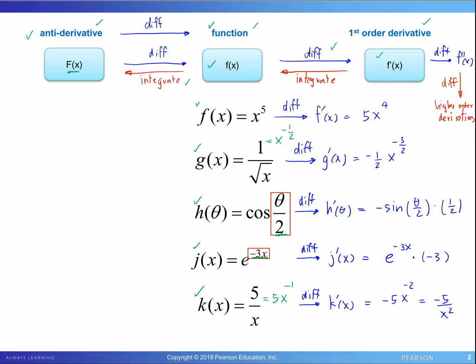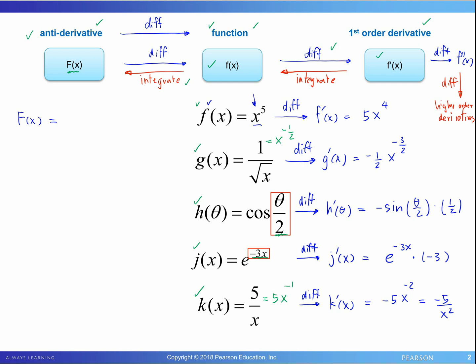Now let's try to integrate all of these functions down here. Let's start with this f of x. Let's find the antiderivative of this function, x to the fifth. And we are going to call it big F, capital F of x, equal to. Now, since integration is the reverse or backward process of diff, we are going to apply the reverse logic of diff, which means that we are going to ask ourselves, what do we need to diff in order to get this x to the fifth?